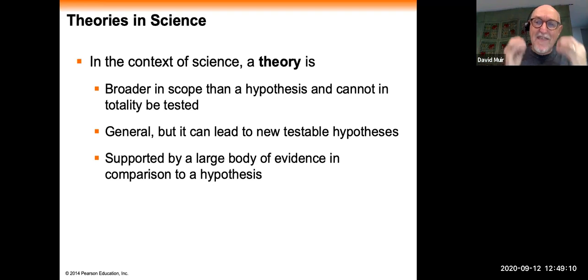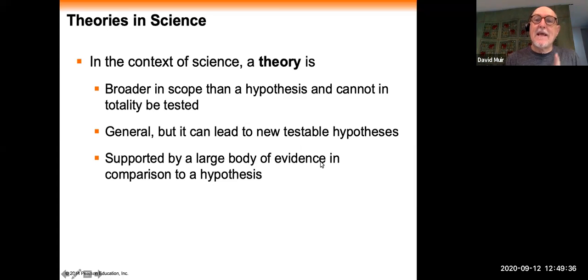Now, scientific theory does not mean the same thing as it does in common parlance. Theory in common parlance just means, oh, a vague idea, right? I've got a theory that 5G causes COVID, whatever. That's a theory. It's a vague thing that probably can't be tested and proved.